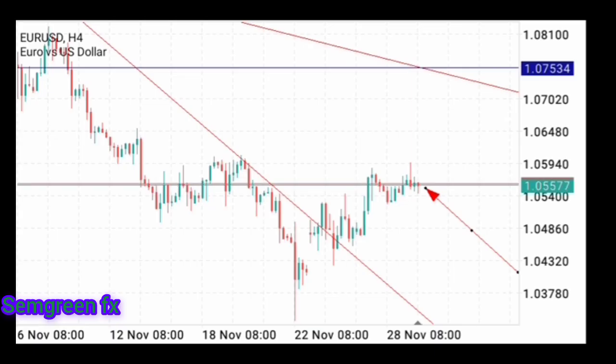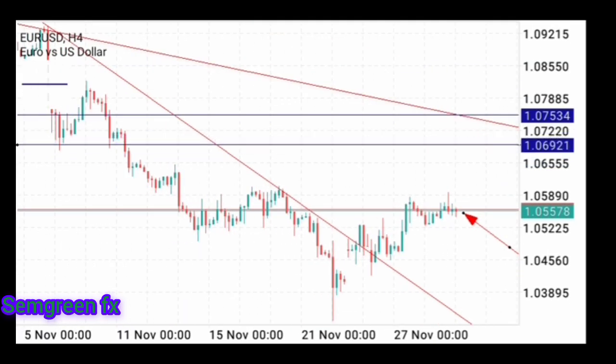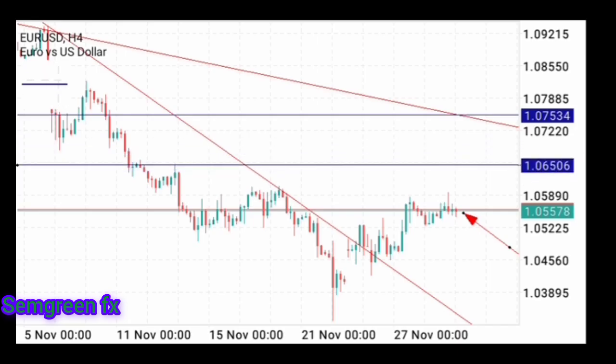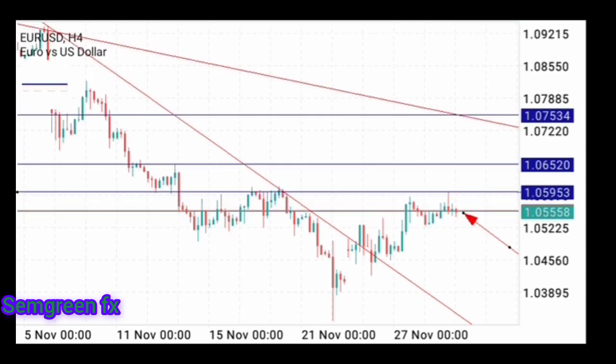So if you look very clearly at this, there's a support level here, there's a level here, and there's also a level here.